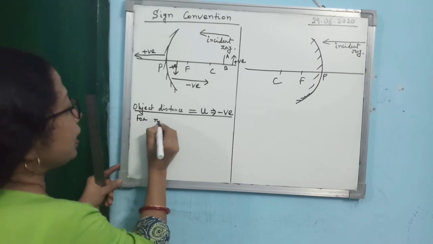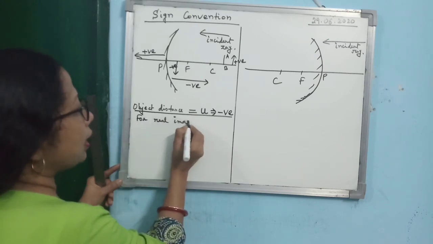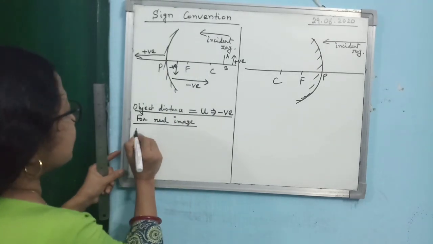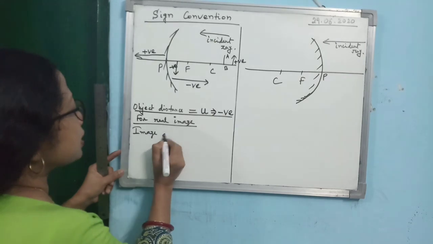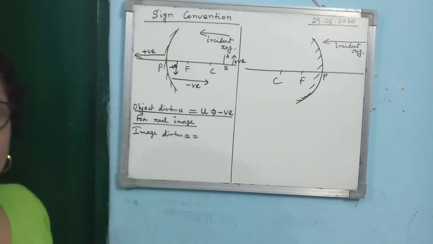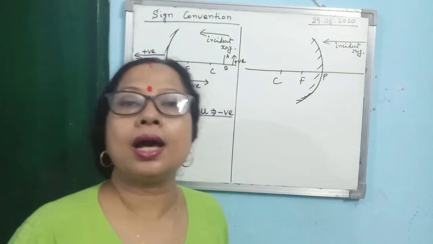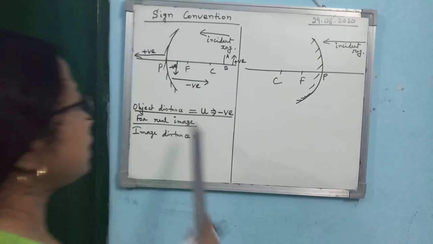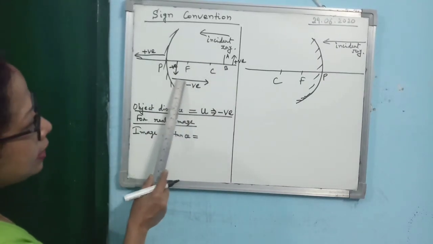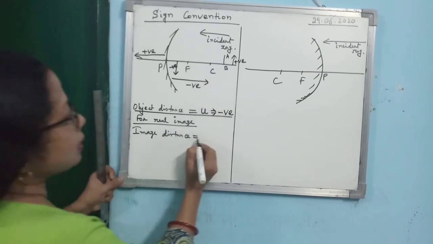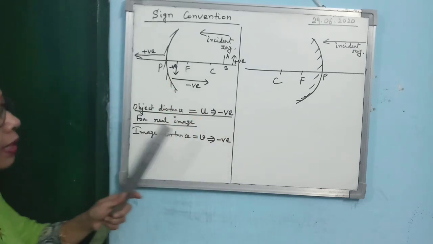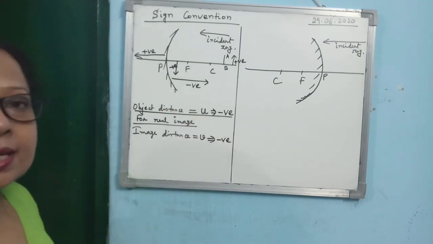Now for a real image, when the image is real, where will the image be formed? In front of the mirror. In that case, image distance means what? The distance between the mirror and the image. So you see, if a real image is produced, it will be in front of the mirror, so you will measure the distance in this direction. So image distance is negative for a concave mirror. Is that clear? For a real image, distance is negative.